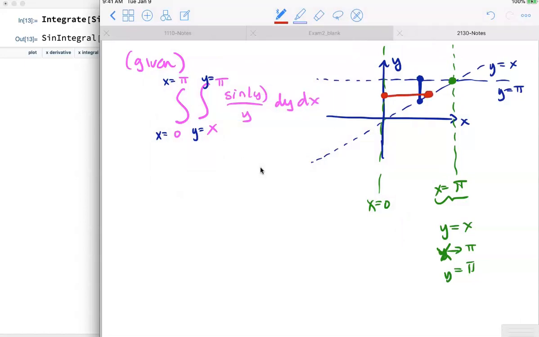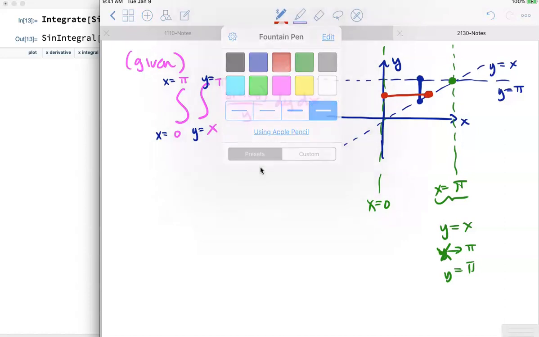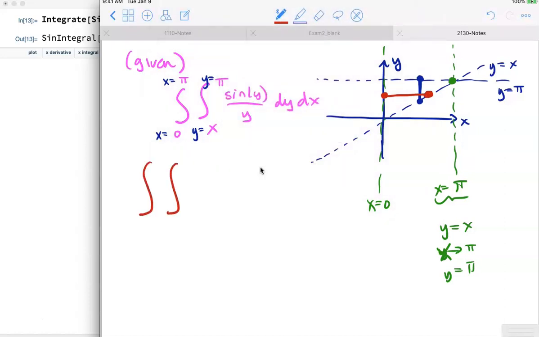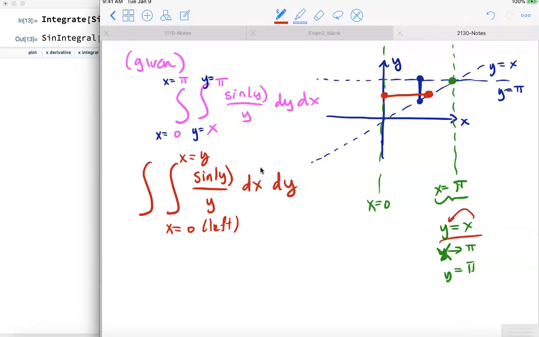Okay, so let's set this integral up now. We would set this integral up as the same integral, the same function, sine of y over y. That doesn't change when it comes to reversing the order. And x is going on the left from 0 up to x is equal to y on the right. If y is equal to x, then that means that x is also equal to y, and that's on the right. And then we need the values of y where this is possible.